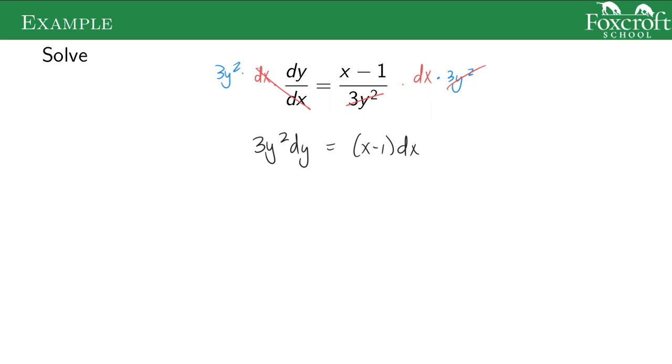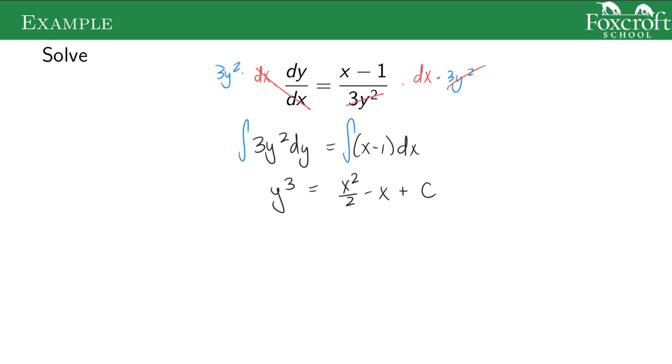We're separating all the y's to the left, all the x stuff to the right, and now I take antiderivatives, the integral of both sides. The antiderivative of 3y squared is going to be y cubed: add 1 to the exponent, divide by the new exponent. X minus 1 turns into x squared over 2 minus x. And again, don't forget that plus c. That's our second big step, taking antiderivatives.